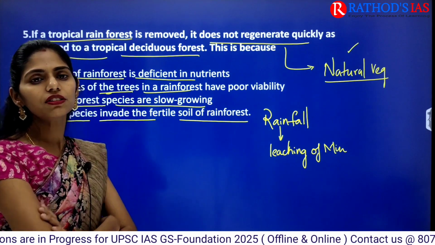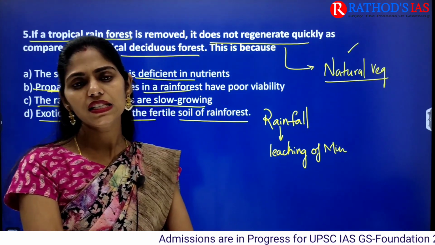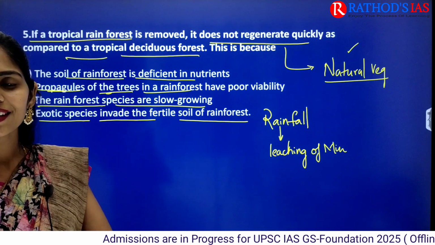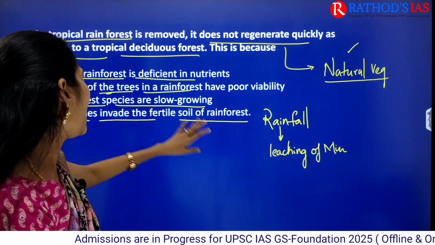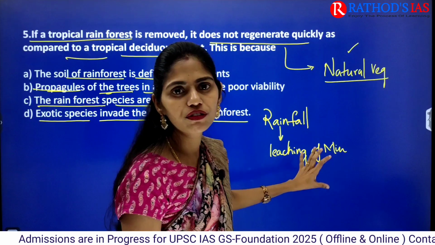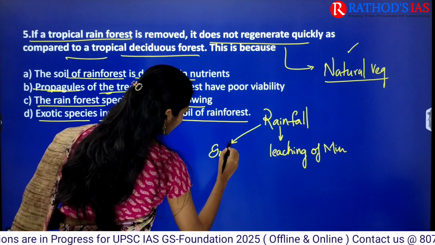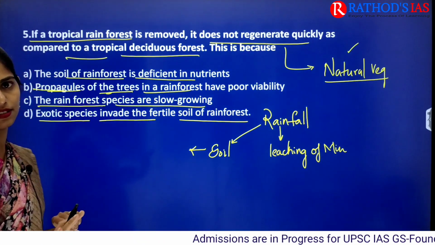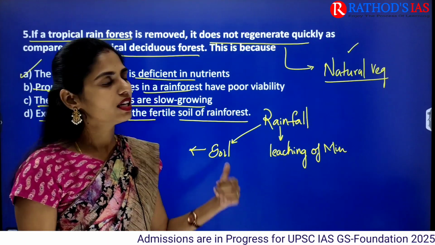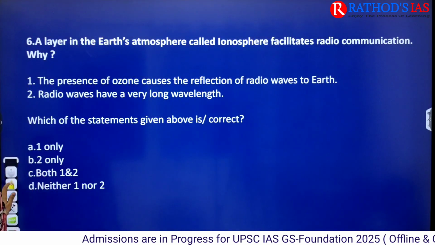If you are not having good food or a balanced diet, will you grow? No, right? You need a proper balanced diet for the well functioning of your body. In the same way, plants also require everything in a balanced amount. But in the tropical rainforest, because of excessive rainfall, leaching of minerals and nutrients happens. So the soil in the rainforest is deficient in nutrients. The correct option here is option A, the soil of rainforest is deficient in nutrients. Clear? Let us move on to the next question.